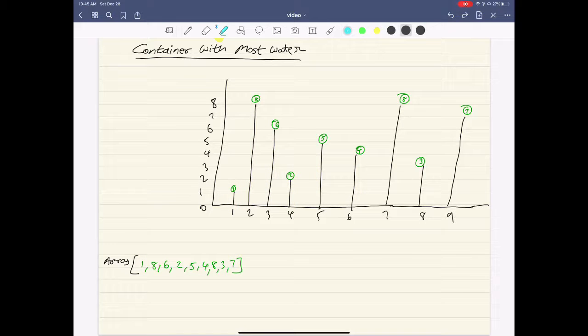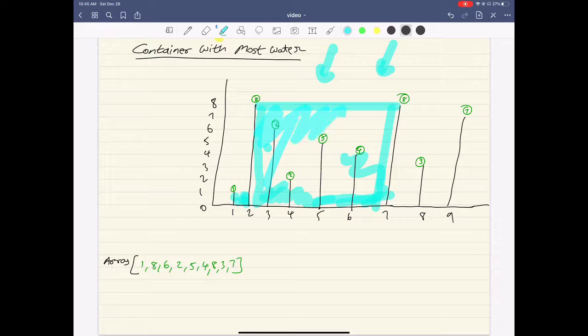Okay, now let's see what happens when it rains. So the water is going to be collected over here in this small box. The water is going to be collected here all the way up till here. And it's going to be collected over here.